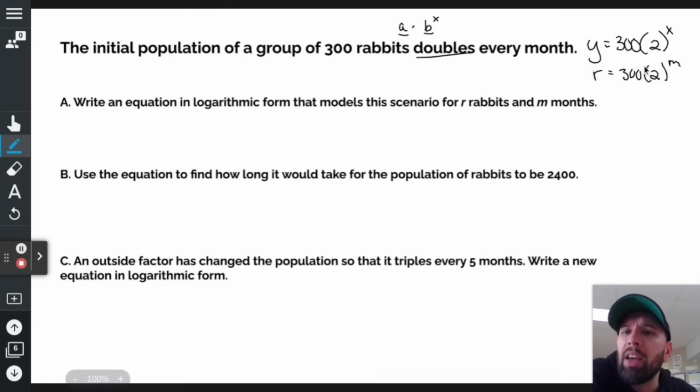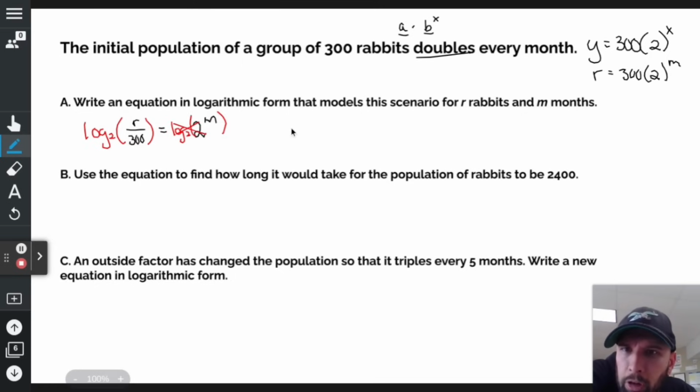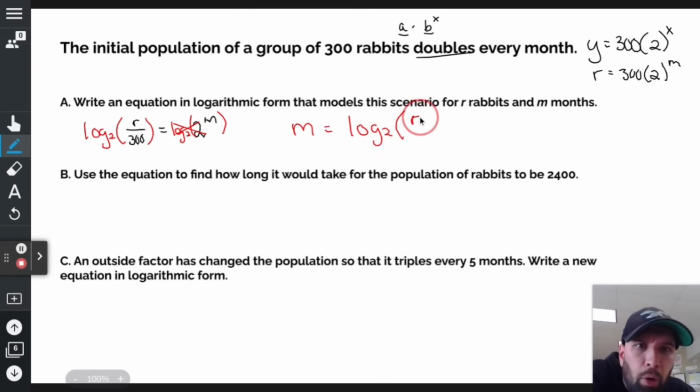All right. Write this out in logarithmic form. Well, first off, I need to get the exponent by itself so I can take the log base 2 of it. So if I divide both sides by 300, I get r over 300 equals 2 to the m power. If I want to log this, I'm going to log both sides, and I'm going to make sure I log base 2 of both sides. And so I'm left with the equation. m is all by itself, so m equals log base 2 of r over 300.